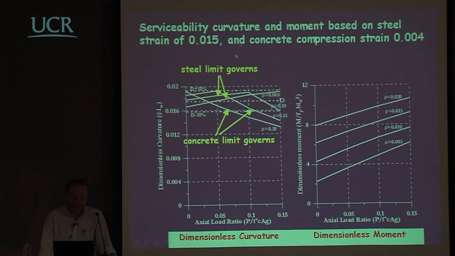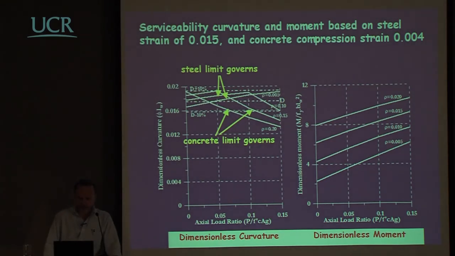If you use these values and you try again to plot some dimensionless curvature as a function of axial load ratio and as a function of different values for the reinforcement percentage in the walls, you see that you have plots in terms of curvature that are partially dominated by the limit of the steel elongation and partially governed by the concrete limit. And of course, when you have a larger reinforcement percentage and a larger axial load ratio, you have more and more the concrete governing, and when you have a lower axial load ratio and a lower percentage of reinforcement, the steel will govern.